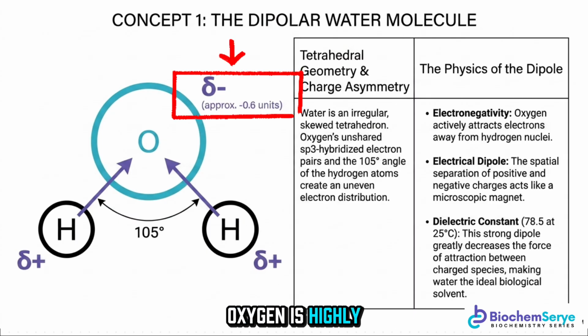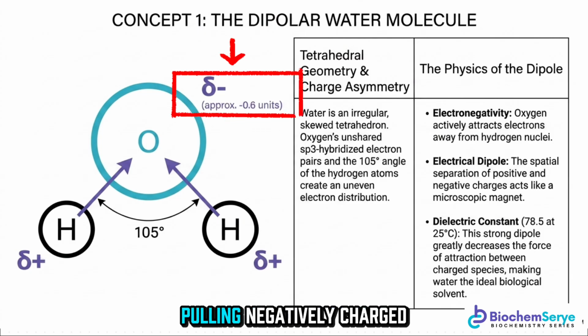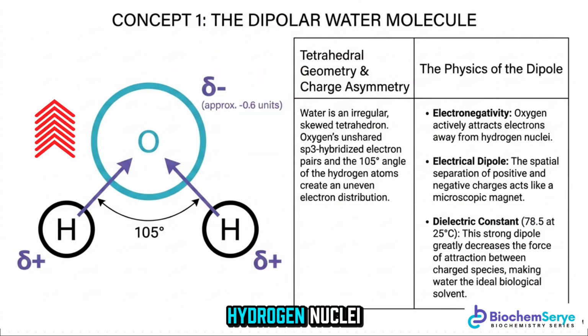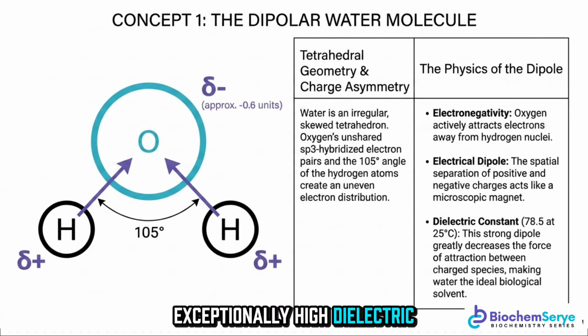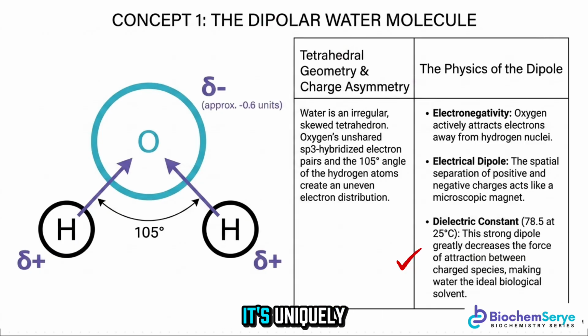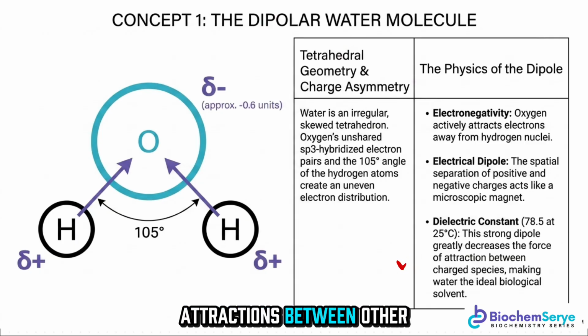Oxygen is highly electronegative, meaning it's actively pulling negatively charged electrons away from the hydrogen nuclei. This uneven sharing creates a charge asymmetry, literally turning every single water molecule into a microscopic magnet, or an electrical dipole. Because of this strong dipole, water possesses an exceptionally high dielectric constant, which simply means it's uniquely capable of neutralizing attractions between other charged molecules. Without this fundamental geometric asymmetry, the solvent properties that allow ions to freely circulate in our bloodstream simply wouldn't exist.